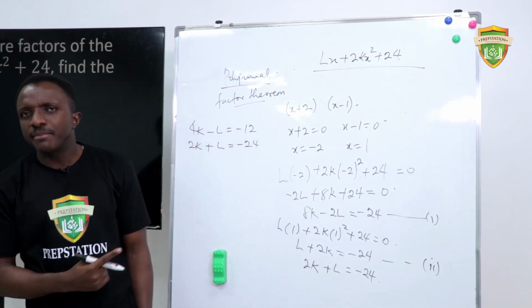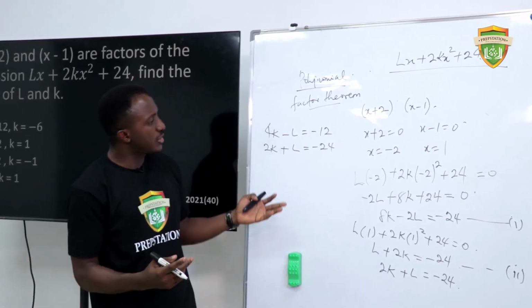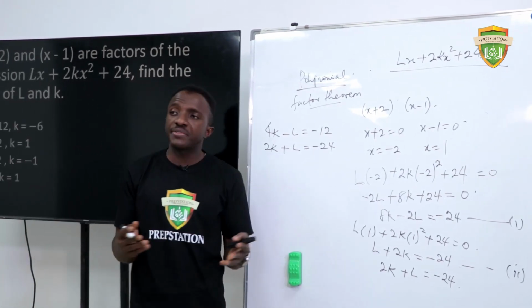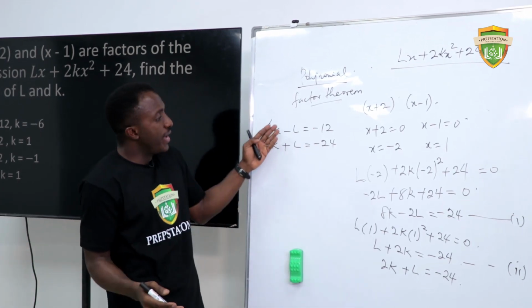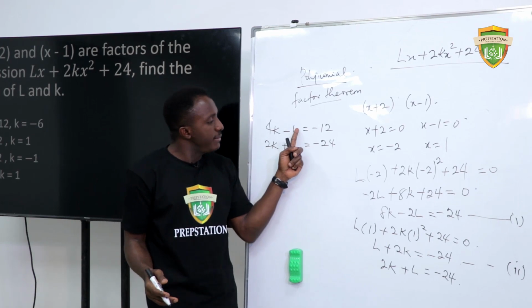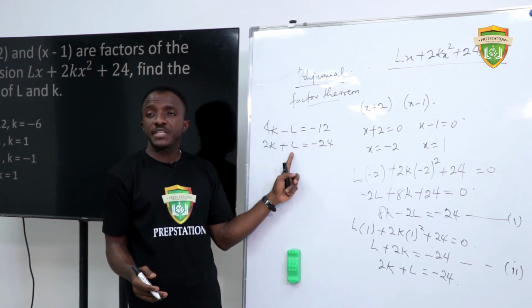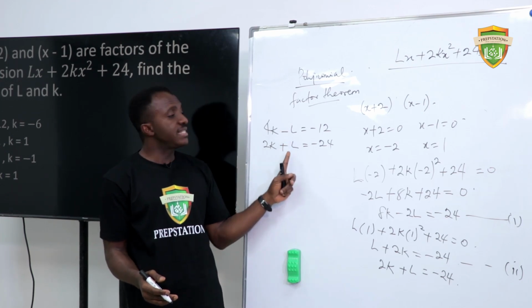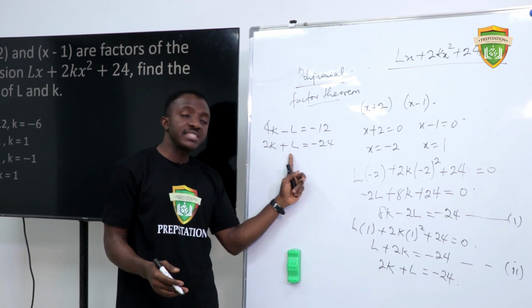Now this is a simultaneous equation. If you remember how to solve simultaneous equations, you could use the elimination method, the substitution method, or the graphical method. But here we are going to eliminate. Now we can eliminate L. It's easy because they have almost the same coefficient. The difference between their coefficients is the sign. This has a negative, this is positive. So this is minus 1 while this is plus 1.